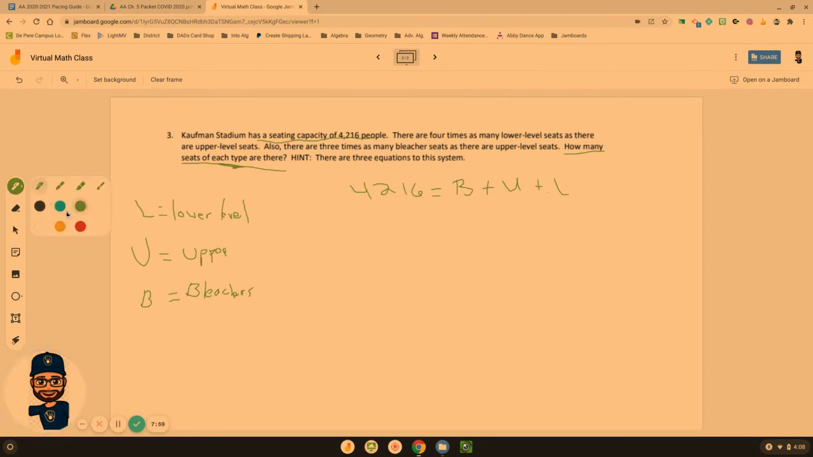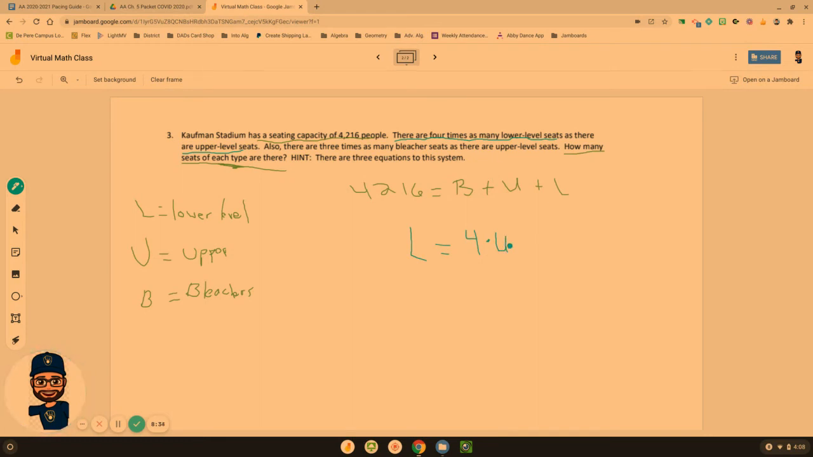Now, the next 2 equations are what tend to be the trickiest. There are 4 times as many lower level seats as there are upper. So which one do we have more of? Do we have more lower level or do we have more upper level? In this case, we have more lower level. There's 4 times more of them. So my lower level is 4 times the amount of the upper.